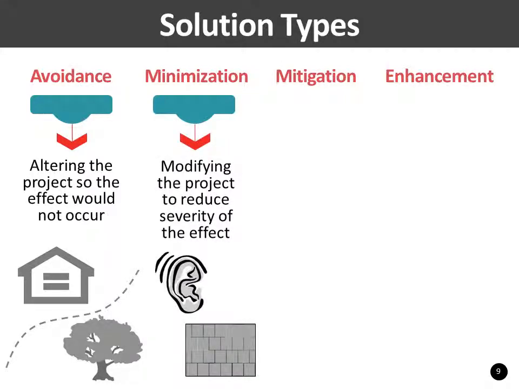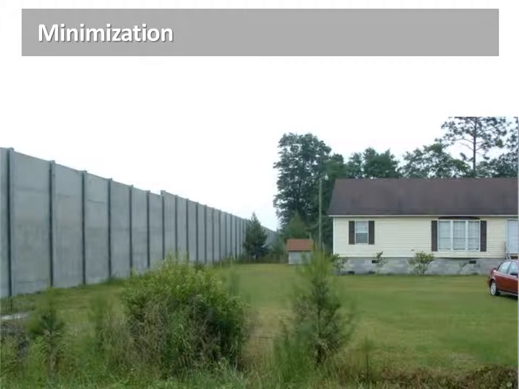If it is determined that no acceptable avoidance alternative exists, the next solution type to explore is minimization. Minimization is defined as modifying the project to reduce the severity of the effect. A noise wall is an example of minimization. The wall in this photo is intended to minimize noise from the adjacent road to a level that would not be harmful to nearby residents. Another type of minimization measure is modifying a project to reduce the amount of land needed for right-of-way acquisition. This approach could minimize impacts to roadside businesses or homes and lessen the degree of visual change in the area. Another example of a minimization solution is timing construction to coincide with the off-season for tourism.